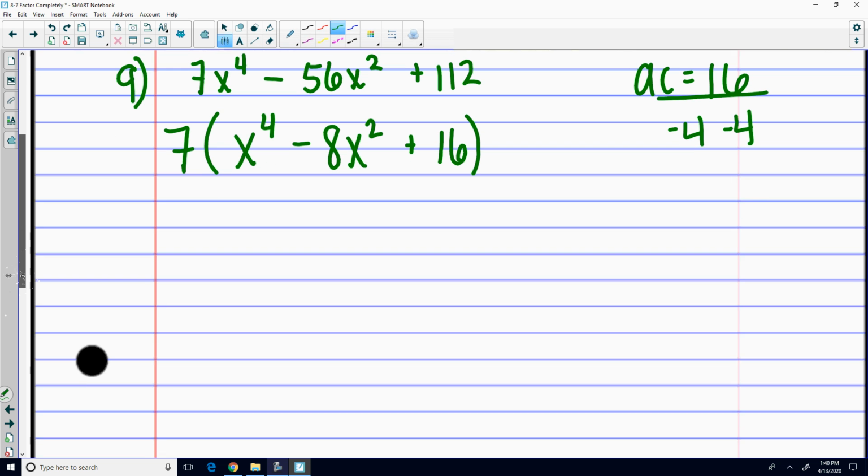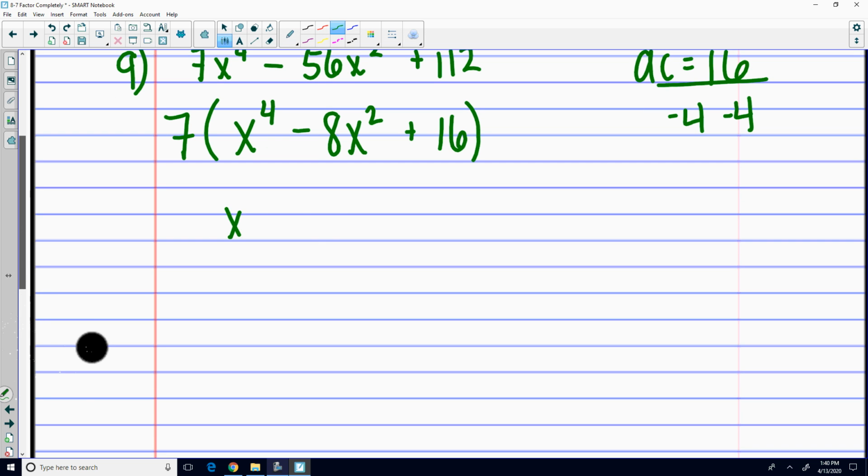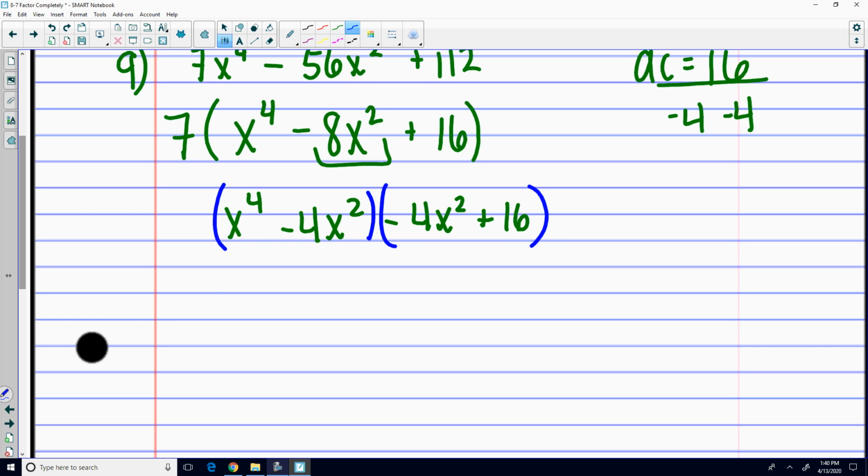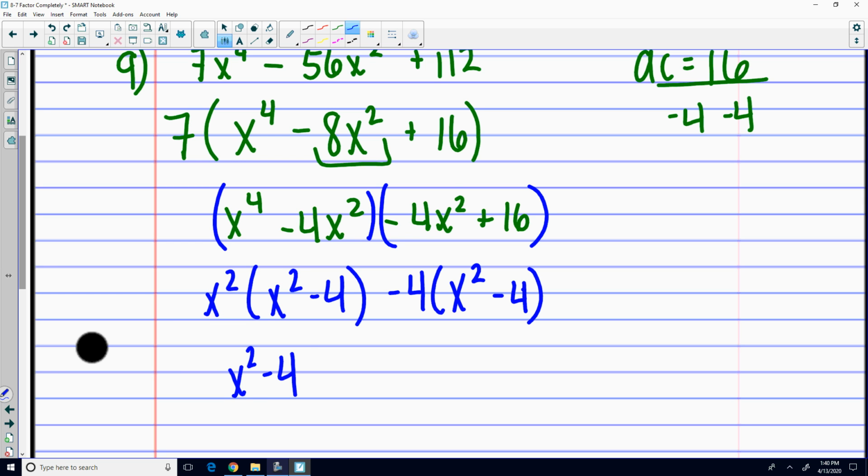I'm going to drop that 7 off for a minute. Just don't forget about it. I'm going to have x to the 4 minus 4x squared. Remember, I'm replacing the middle term, so it's got to be x squared. Minus 4x squared and plus 16. I'm going to go ahead and now factor by grouping, because I have 4 terms. I can pull the x squared out of this, so it's x squared minus 4. I need the next one to say x squared minus 4. So I'm going to pull out a negative 4, and I get x squared minus 4 again. And I end up with x squared minus 4 times x squared minus 4.